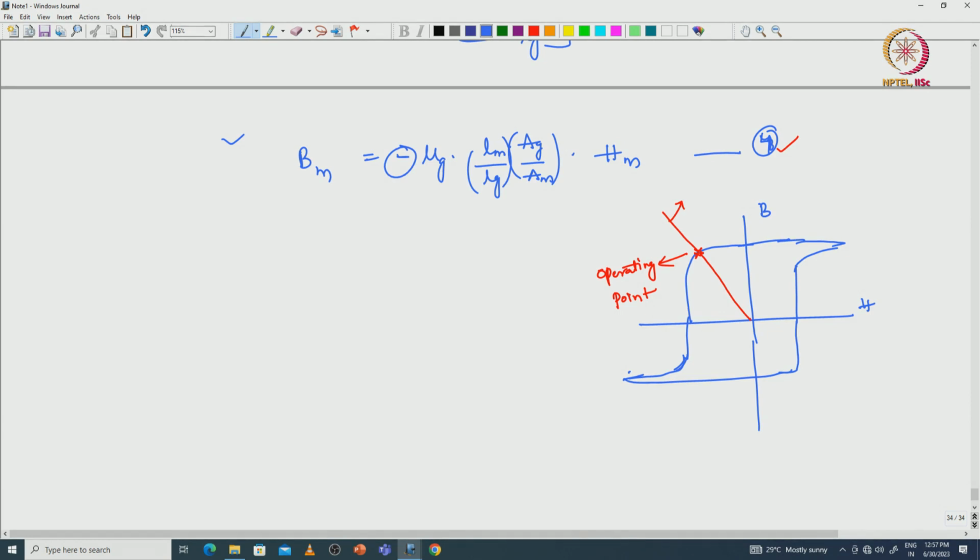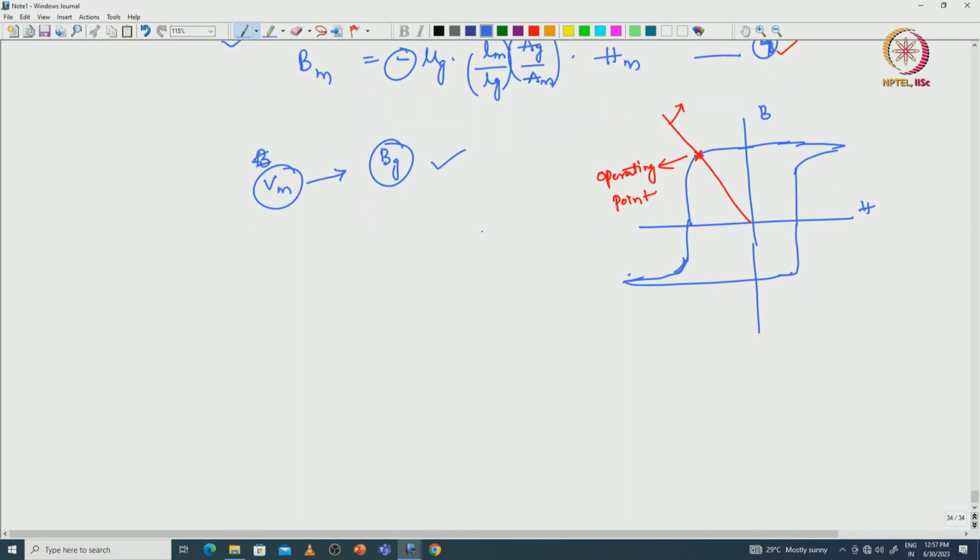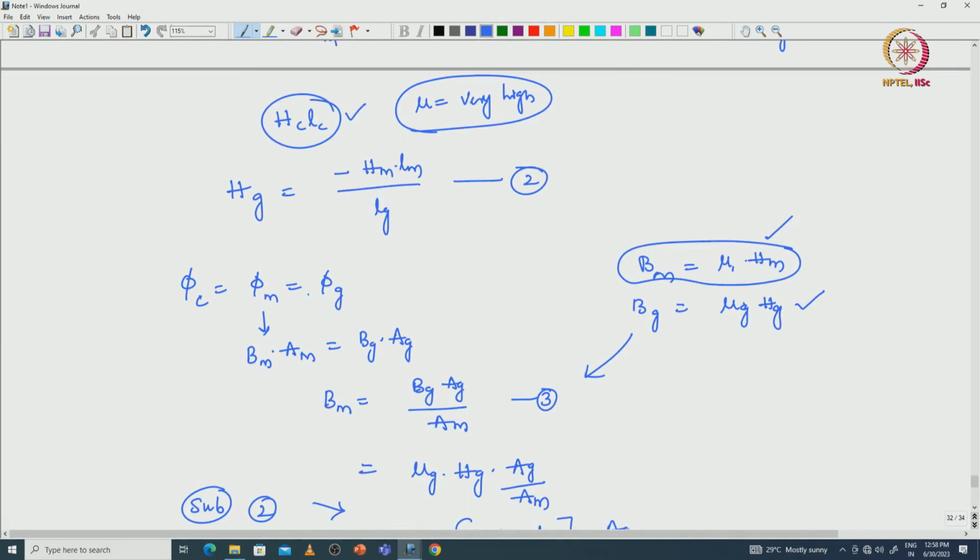Next we will see how much volume is required to establish the flux density Bg in the air gap. How much volume of the magnet is required to establish the required flux density at the air gap. So, the volume of the magnet is equal to the area of the magnet into the length of the magnet. The area of the magnet we have to get from the flux relation, Bm Am is equal to Bg into Ag. From there Am is equal to flux density at the air gap divided by flux density of the magnet into Ag. Lm we have to get from Ampere's law, that is equation number 2.